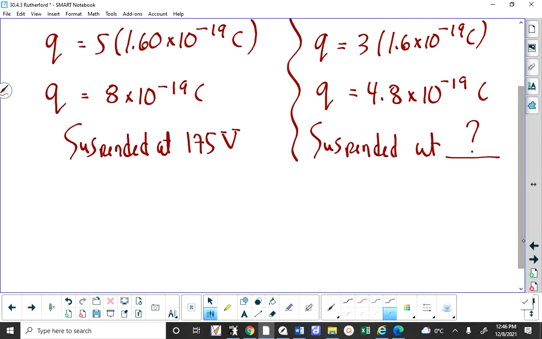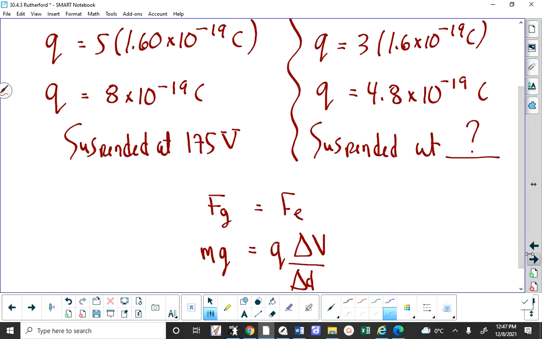So one of the things you could do, for both of these, we can write Fg equals Fe, which means that mg equals Q. Are you okay with me jumping ahead and just saying voltage over distance? Okay. The problem here is that you are missing too many variables. You can't do a direct calculation. You don't know the mass. You don't know the distance. But what you can do is this, and I think this is the best way to solve this kind of problem.